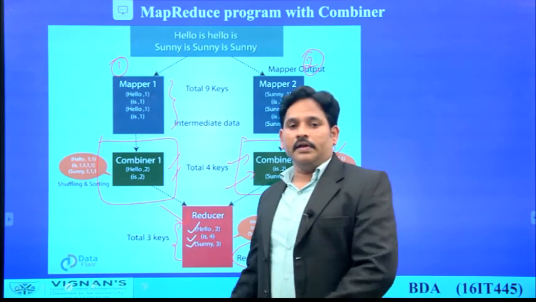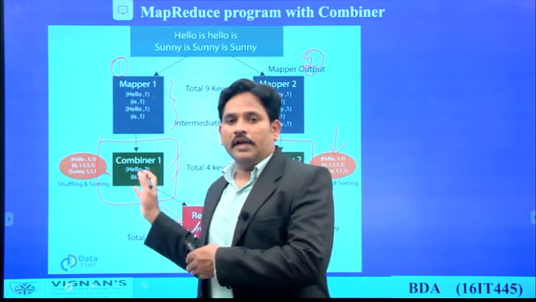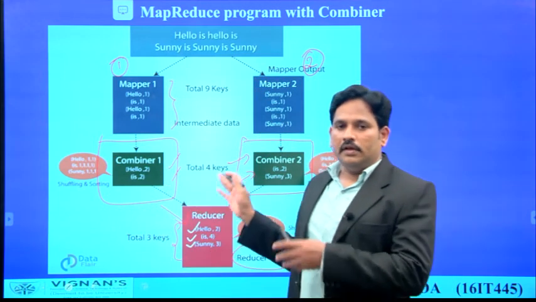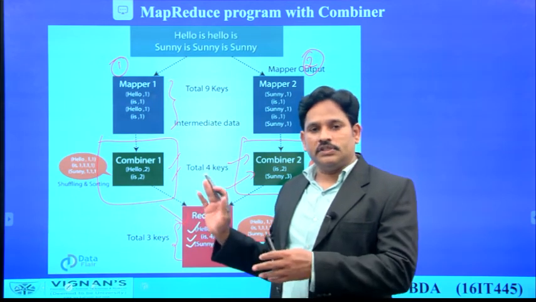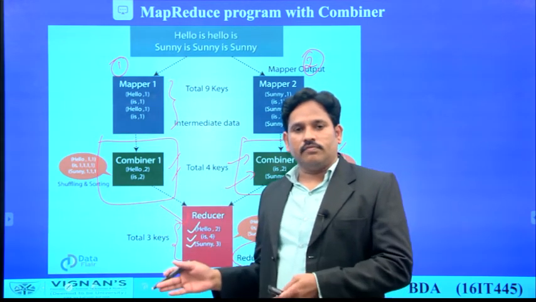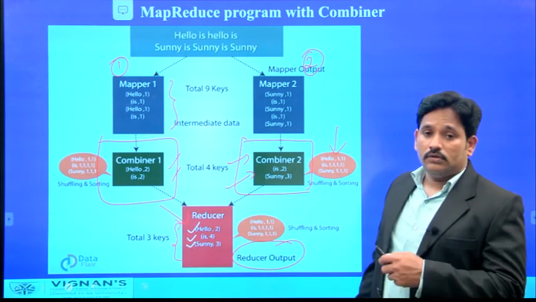If you use a combiner along with MapReduce, it reduces the data processing time. In parallel, it applies shuffling and sorting operations on each and every mapper node itself. So this is an advantage of applying MapReduce with a combiner.